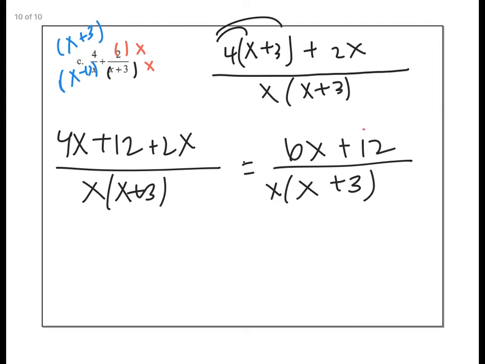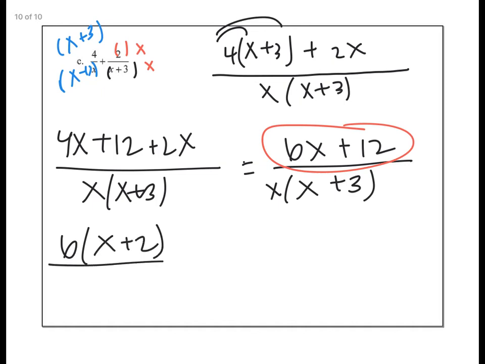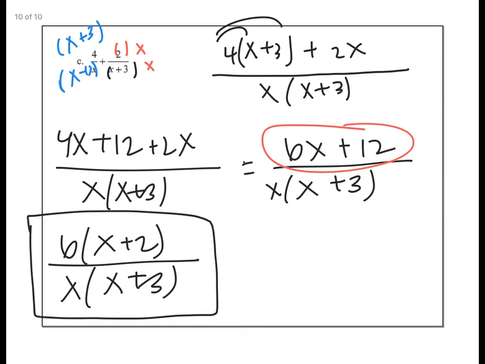I'm going to factor the top part because the bottom's already factored. Take out a 6, left with x plus 2 over x times x plus 3. Well, I can't cancel an x plus 2 with an x plus 3 because they're not exactly the same. Again, nothing canceled. That's kind of strange, two in a row, but that would be our final answer.